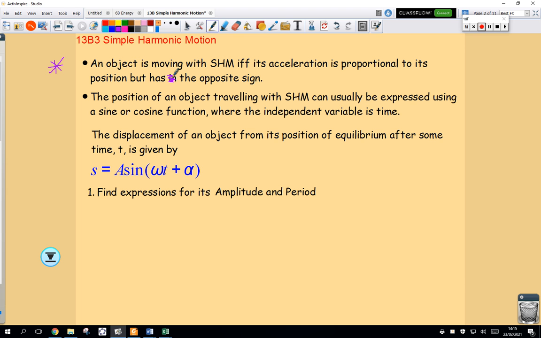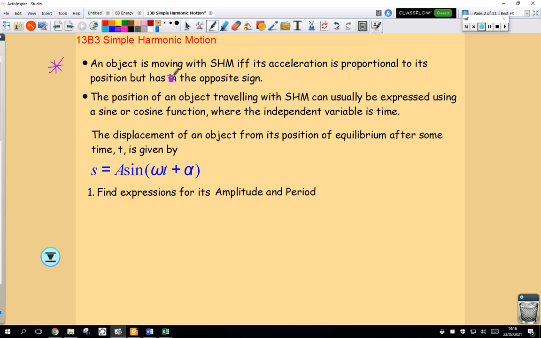So if its acceleration is proportional to its position but has the opposite sign, then when the position is positive, the acceleration will be negative. When the position is negative, the acceleration will be positive, etc. They're proportional. That means as one grows, so too does the other. So that's what we mean by proportional and in the opposite sign.